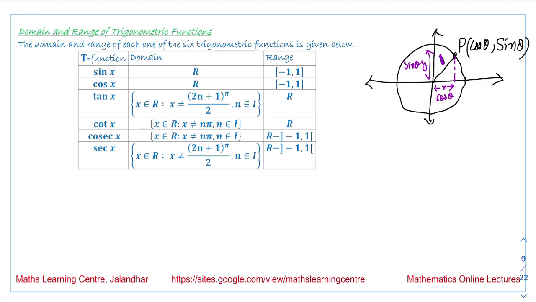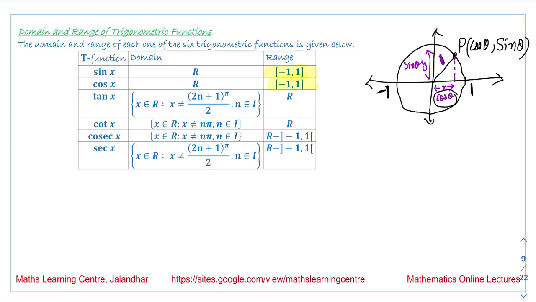Now what is the maximum and minimum value of sin theta and cos theta? The maximum value cos theta can take is equal to 1, and the minimum value cos theta can take is equal to minus 1. So the range of the function sin theta, or the range of the function cos theta, is minus 1 to 1.